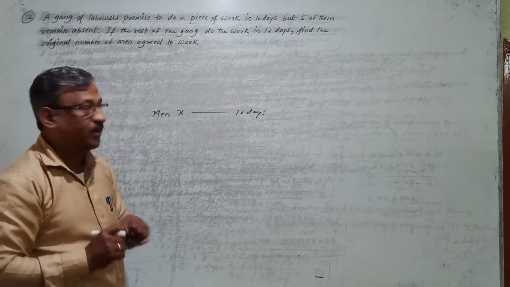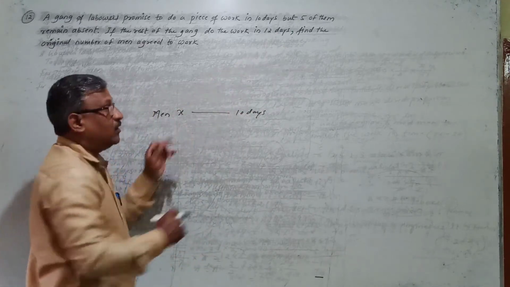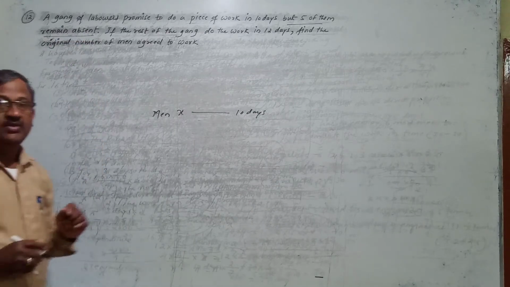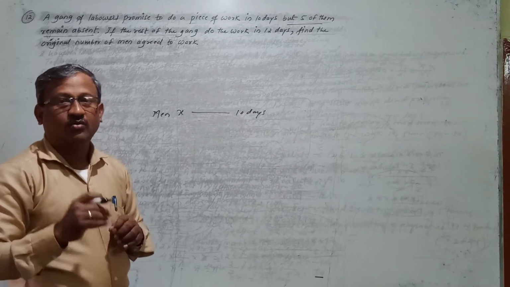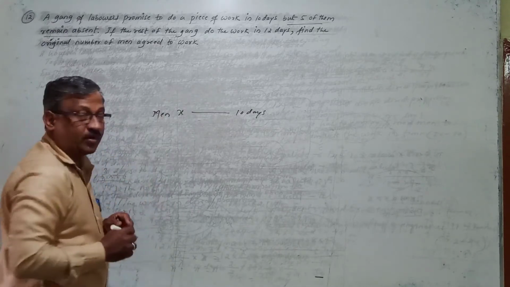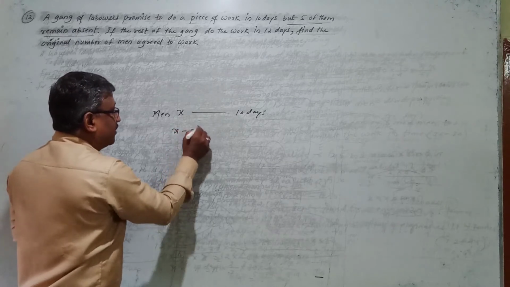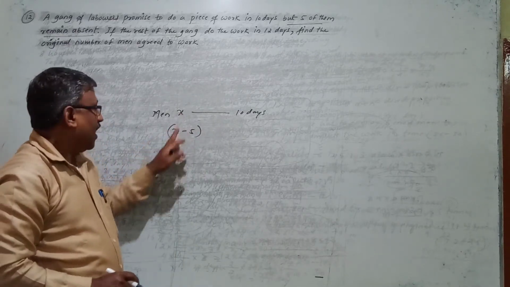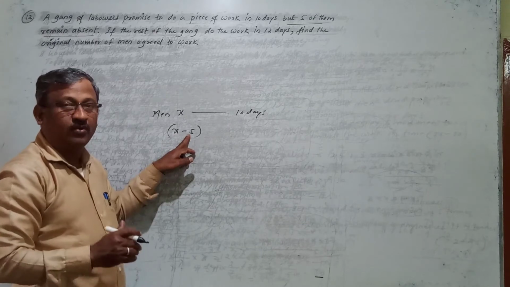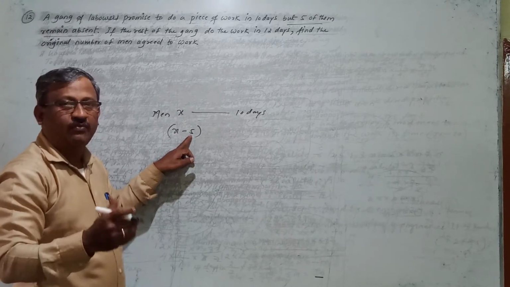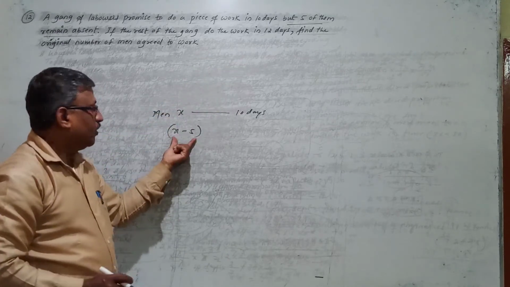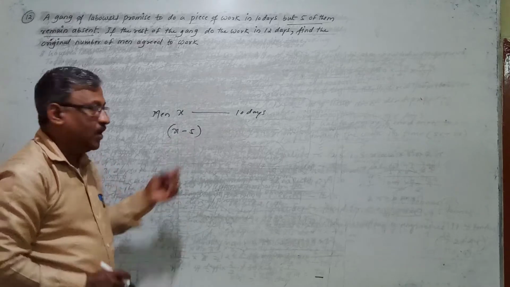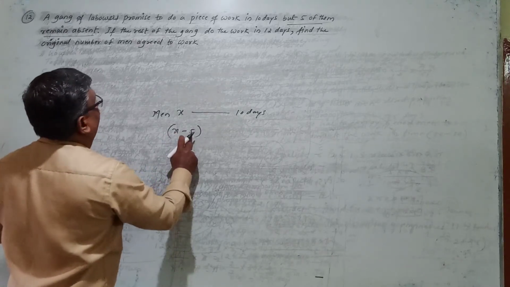Suppose X workers had promised to do that work in 10 days. But what has happened? Out of X men, 5 of them have remained absent. Means 5 workers out of the total workers did not come to the work at all, right? Means how many workers have worked here? It is X minus 5. From the total number of workers X, you minus the 5 workers who did not come to work. So X minus 5 workers have worked.